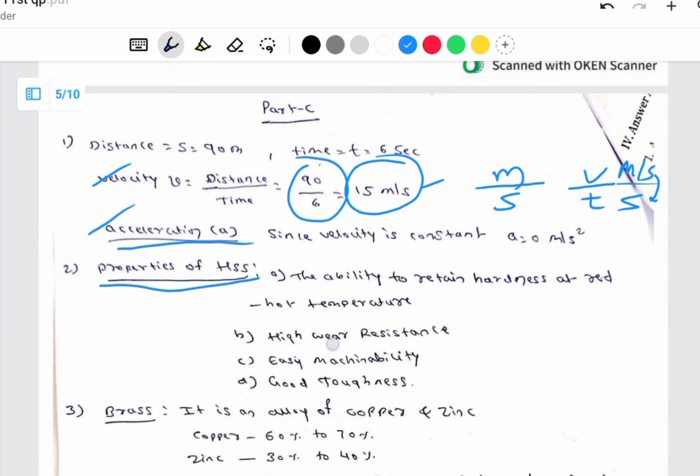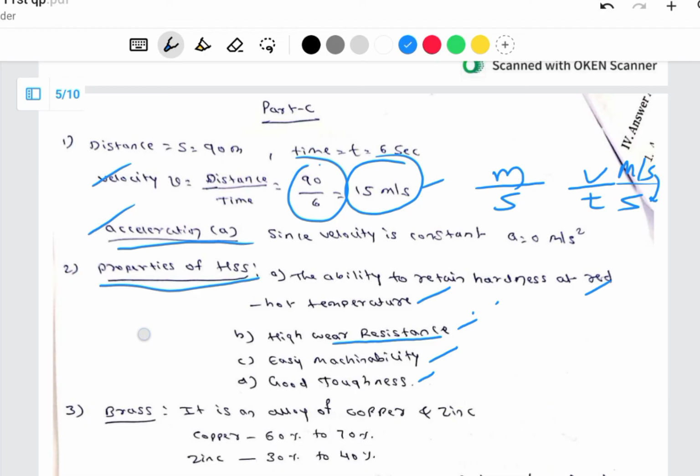Here the steel is one of the hard materials, so we can say it has high wear resistance, which means it won't get worn out easily. That's why we use it for machine tools and all. Next, easy machinability, it has good toughness, and it can withstand high temperature. These are some general common properties. There are other properties too, like it is corrosion resistant. Such properties you can write down here.